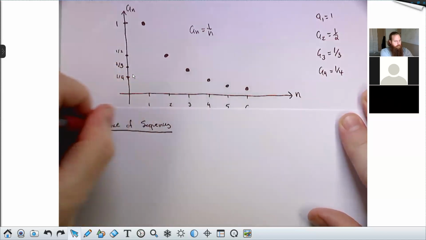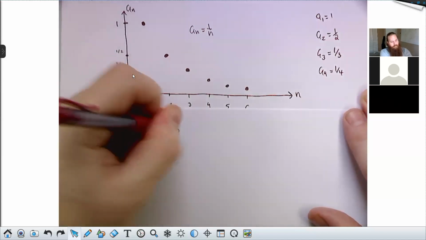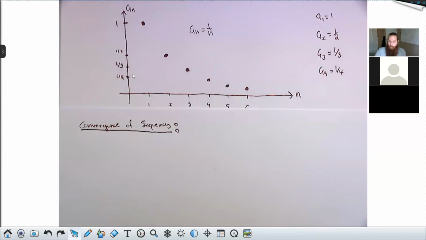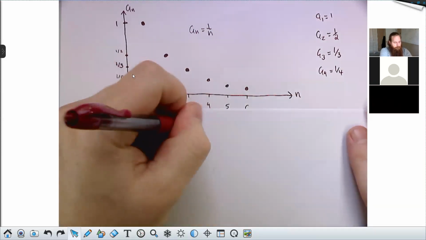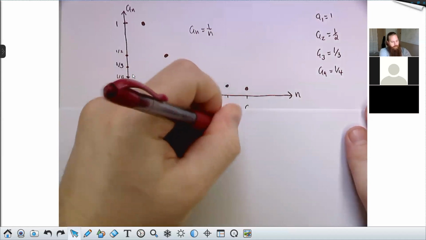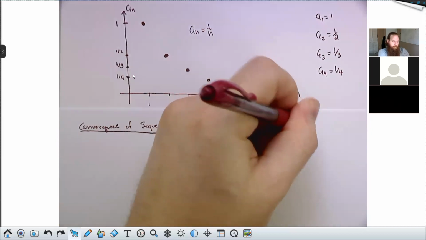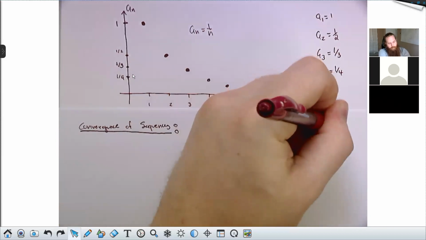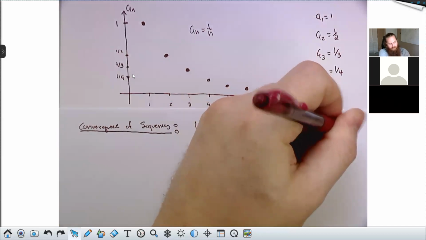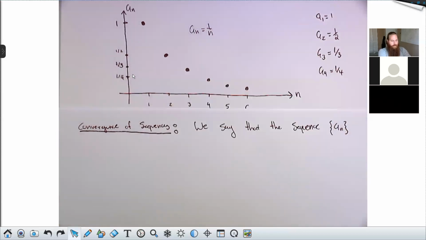I told you that we're going to have several different notions of convergence. Right? We have an idea of what it means for an improper integral to converge. The next thing we're going to talk about converging is a sequence. So we say that the sequence, and when I want to refer to a sequence as a singular object, all the terms at once, I put it in curly braces like this.